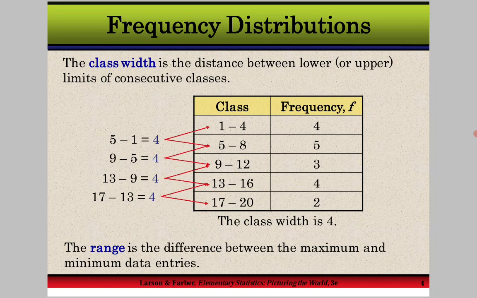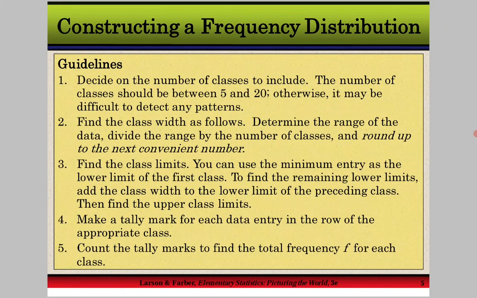The range is the difference between the maximum and minimum data entries. What is the range? Range is generally the difference between the maximum and minimum data entries in a given set of numbers. So how do we construct class frequency diagrams, or frequency distribution tables, by using some sample data?